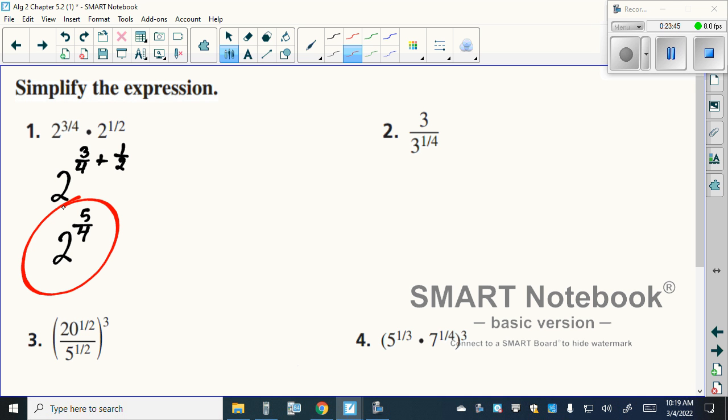3 divided by 3 to the 1/4. Now here, because the bases are the same, we can subtract the exponents. So this would be 3 to the 1 minus 1/4. Which would be 3 to the 3/4. And that'd be it. Because we don't have any fractional exponents in the denominator, they're only in the numerator, we can't simplify any further than this here, so we're good.